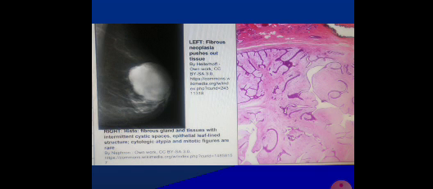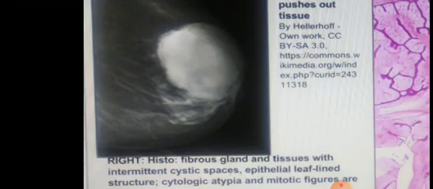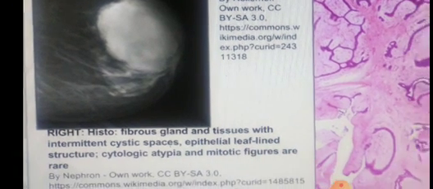Here the first picture shows the mammographic finding. It is a fibrous neoplasia which pushes out the tissue. You can see it appears like this, coming out from the breast tissue. So the pushing borders are there in the mammography, dense without any calcification here.